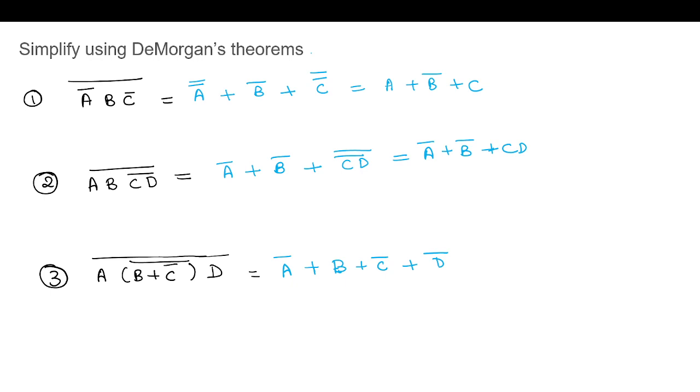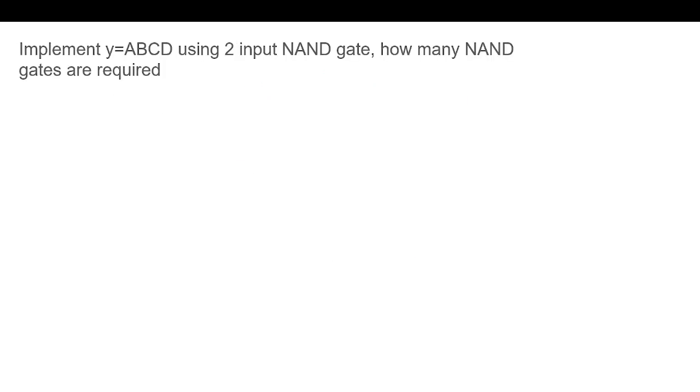So this was some of the simplification using De Morgan's theorem. Next, we will implement Y equal to A, B, C, D using only two input NAND gates. And how many NAND gates are required? Let's first do A, B. This is first, so it is A dot B NAND operation. If we apply to another NAND gate, we will have A and B.